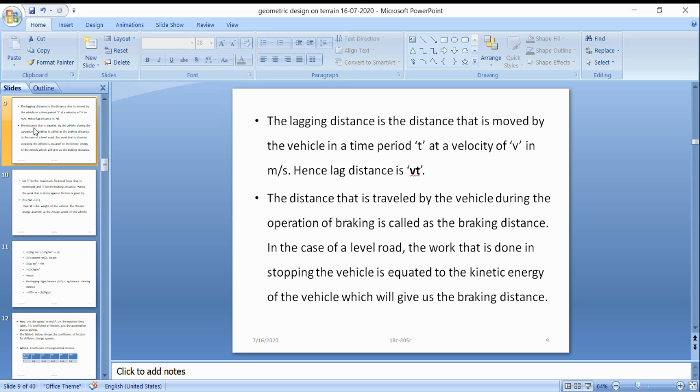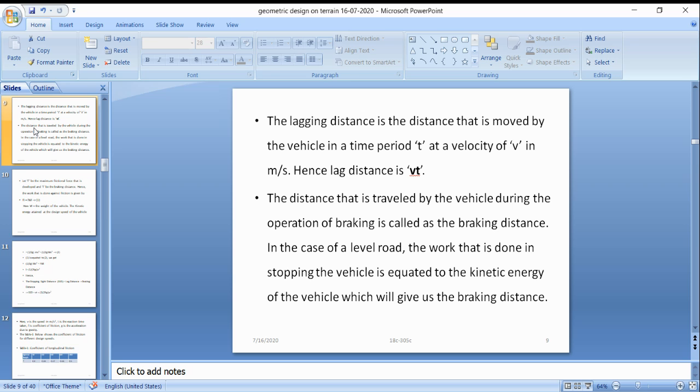Hence the lag distance is the velocity into t. That is the distance, nothing but velocity into t. The distance that is traveled by the vehicle during the operation of braking is called the braking distance. So what is meant by the braking distance? The distance traveled after the brake is applied, that distance is called the braking distance.